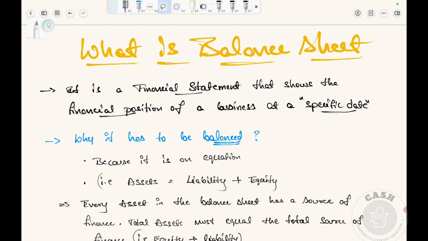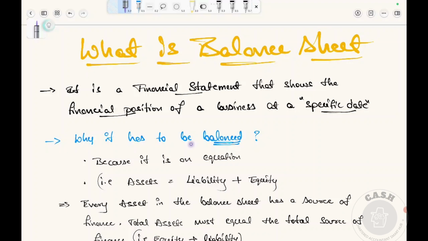Today we will understand what is a balance sheet and why it is prepared, and also why it is prepared on a particular date. So let's begin. A balance sheet is a financial statement that shows the financial position of a business at a specific date.